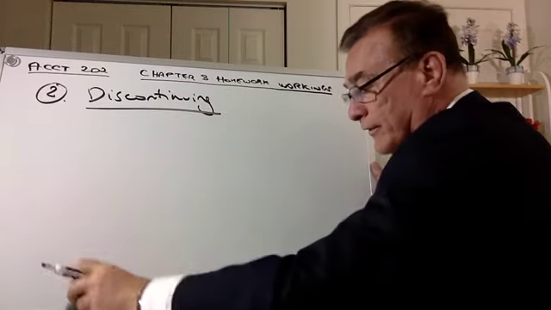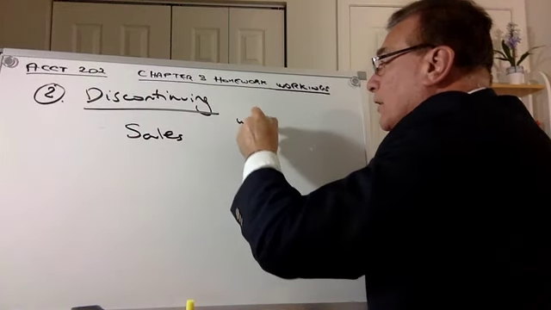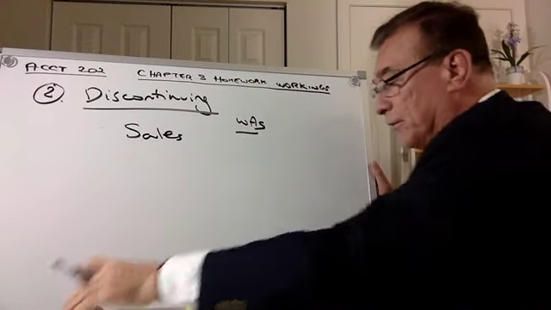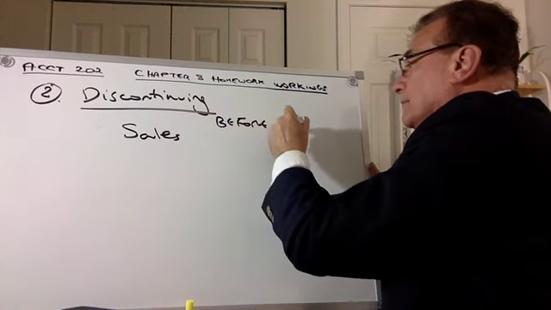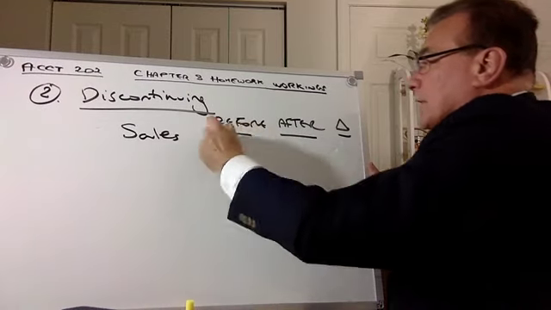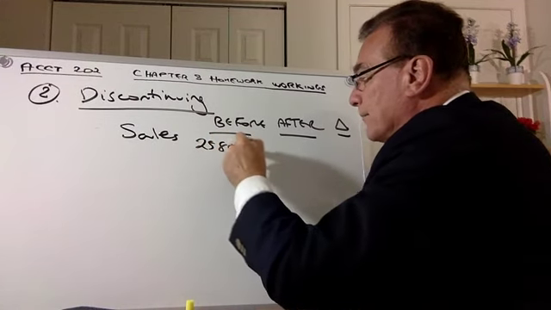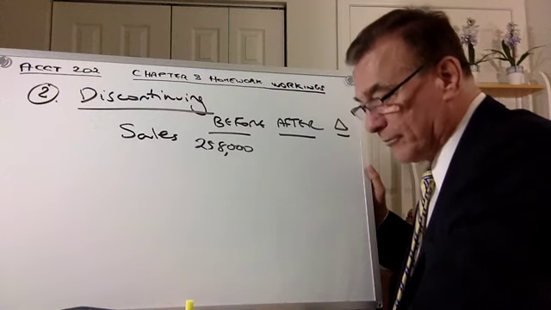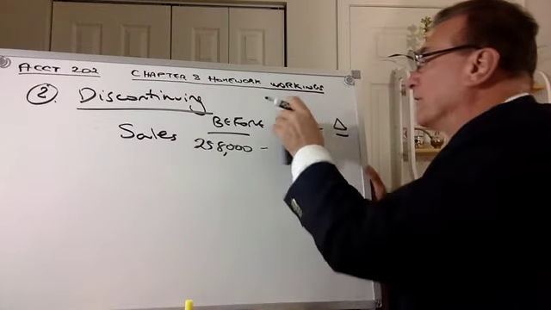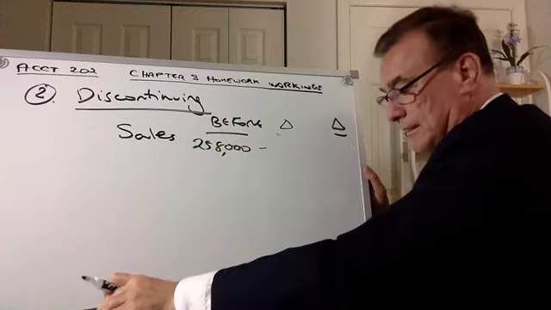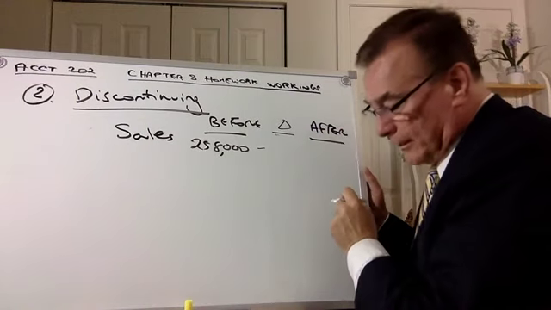That's the short way of doing it, but let's look at a slightly longer version, starting with the sales. What they were and what they would be after: before, the change, and then after. Sales before, in total, are $258,000. After the change, they lose the $101,000 from accessories.